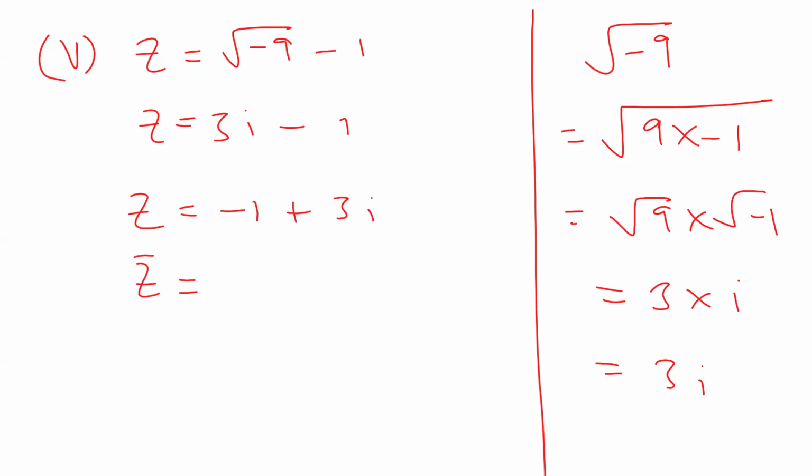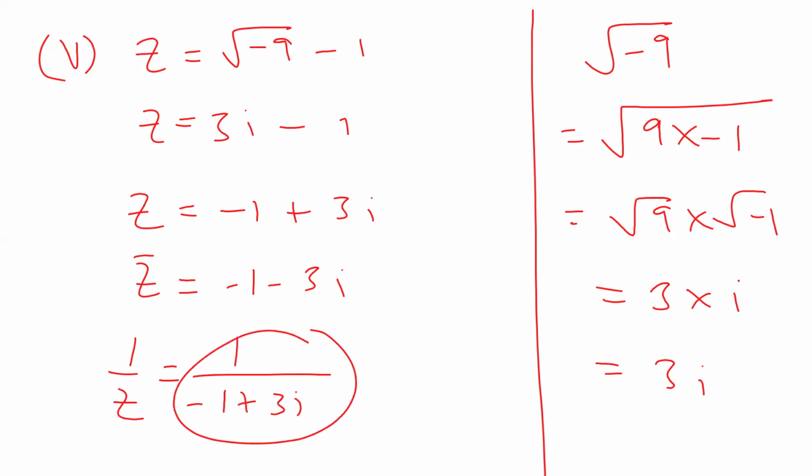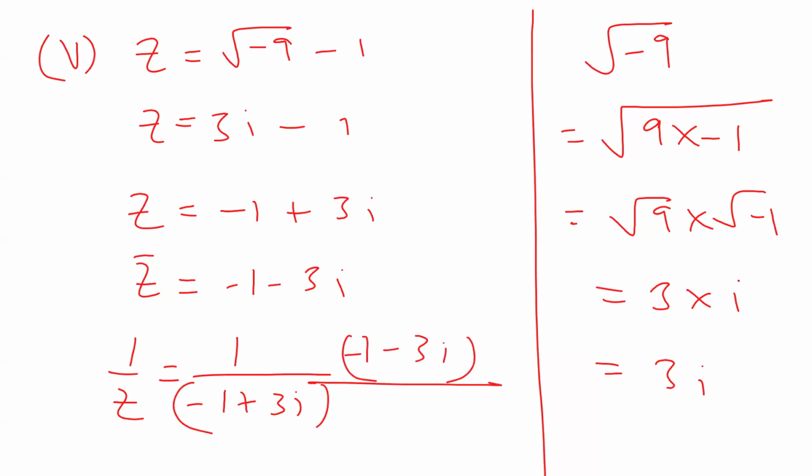So Z bar is equal to minus 1 minus 3i, and 1 upon Z is equal to 1 upon minus 1 plus 3i. So to solve this, we have to multiply and divide with the conjugate of the denominator and solve further. Okay, you have to solve this further. So this was question number 3. Let me take you to question number 4.